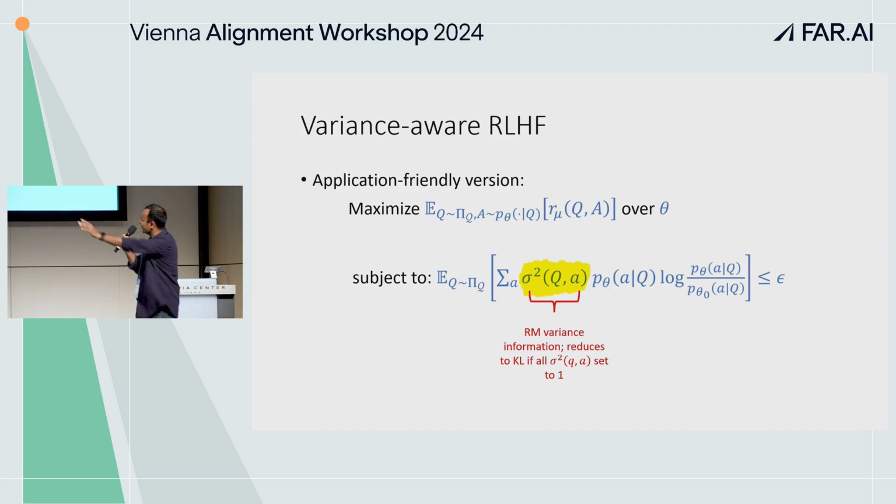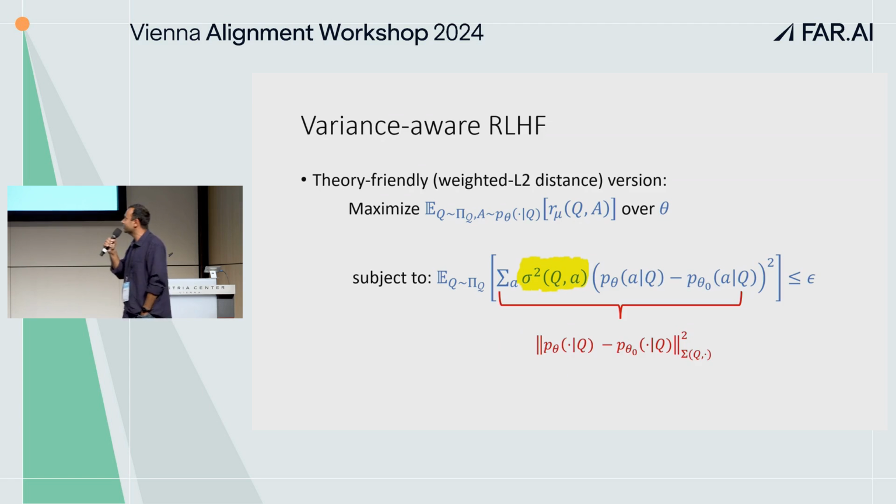Ignoring all the math, we have a simple prescription, so-called variance-aware RLHF, which you can actually show is equivalent to being conservative in the usual RLHF problem and maximizing a lower bound on the rewards.